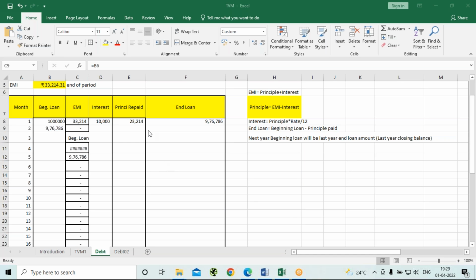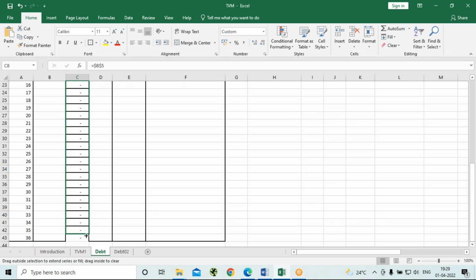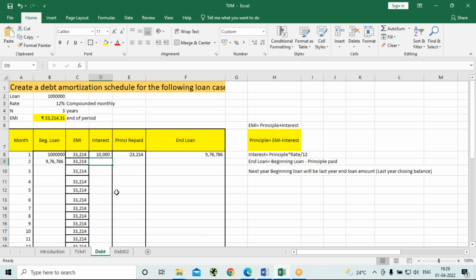Hope the voice is audible, and you are able to see the screen also. So let me drag this and check it out. So it has dragged with the same value because I made it a constant. So a fixed value for all the cells. Okay.